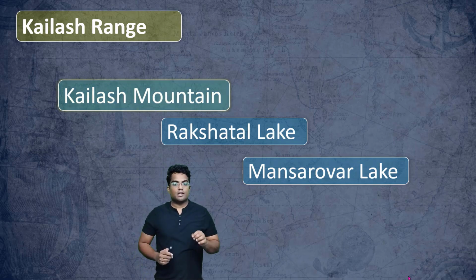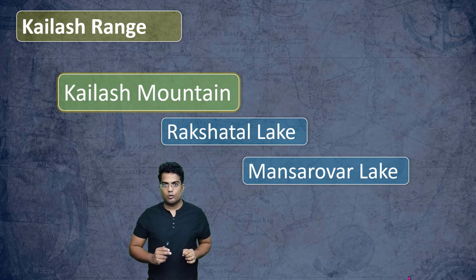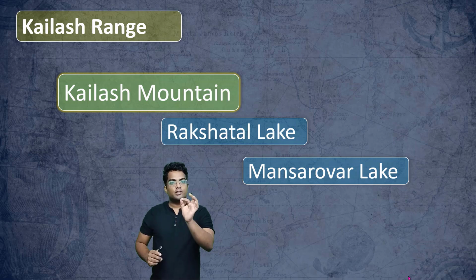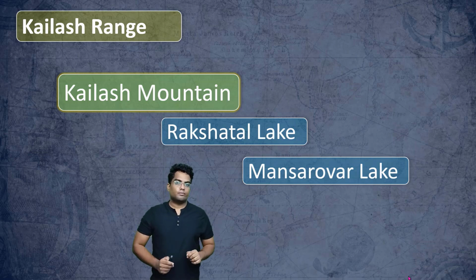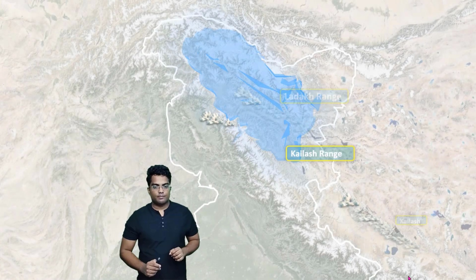Now remember this, Kailash range and Kailash mountain are basically two different things. Kailash mountain is one single structure located in Kailash range. Let's say Kailash range has like 100 mountains in that particular range. Kailash mountain is just one of those mountains, right? So we are going to focus on the Kailash mountain.